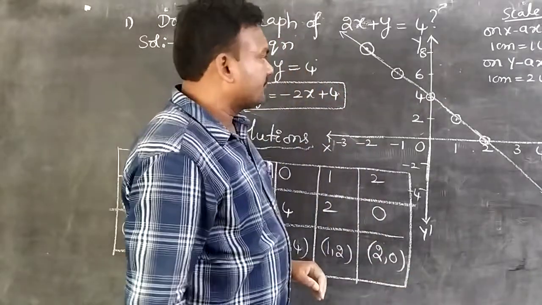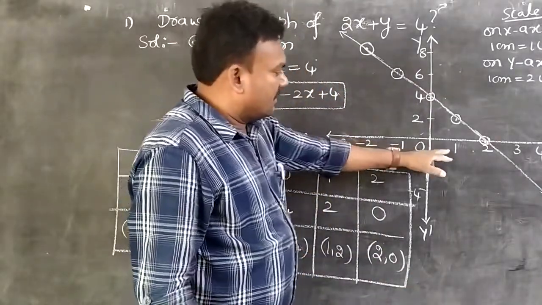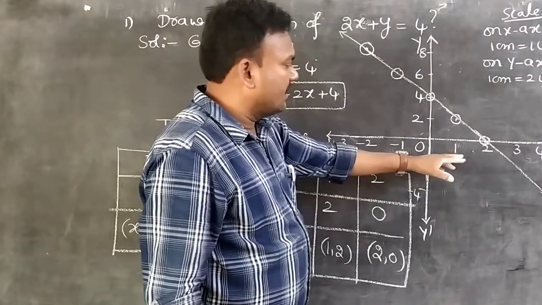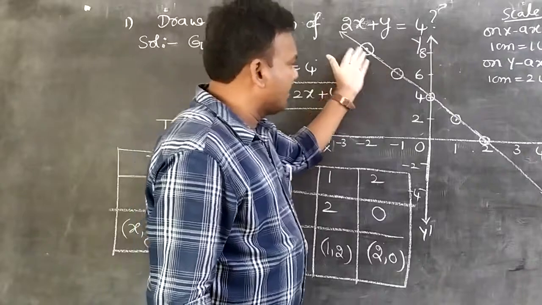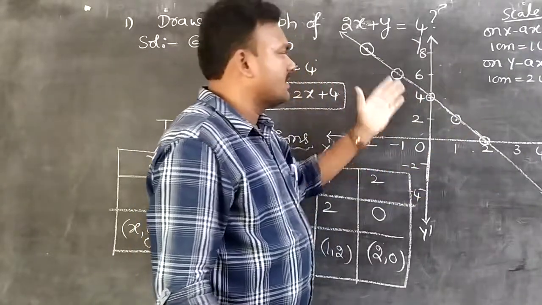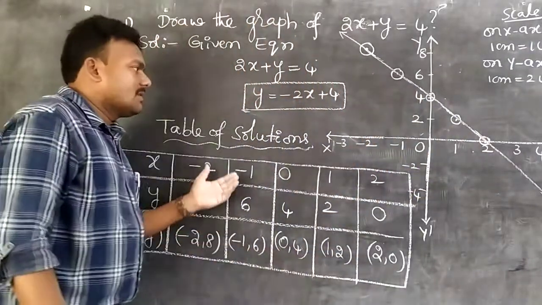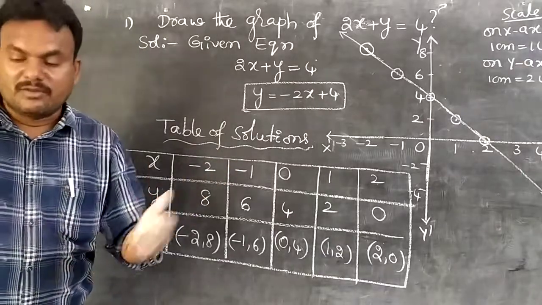Right. Next, draw a number line, put numbers on this line, plot the points and join the points, and we can get a straight line like this, friends. Okay. This is one problem. Go for another one, students.